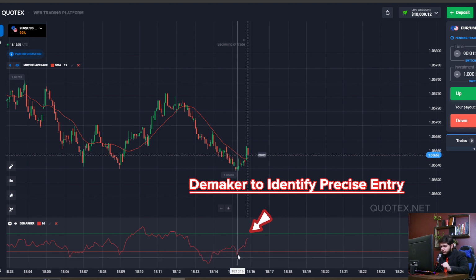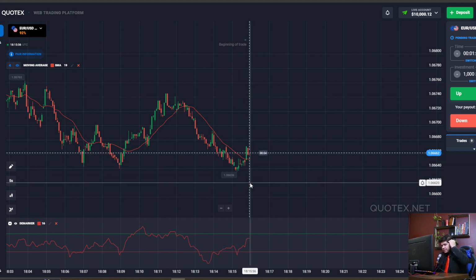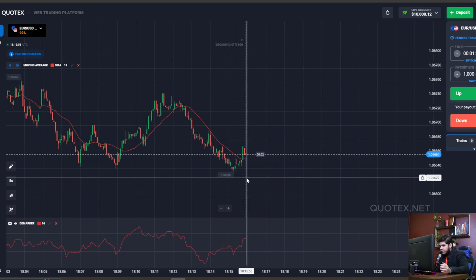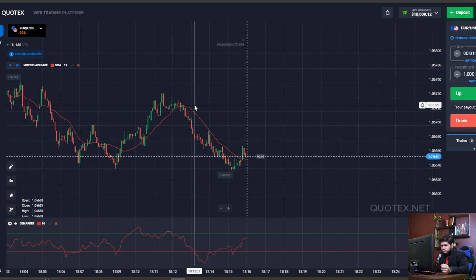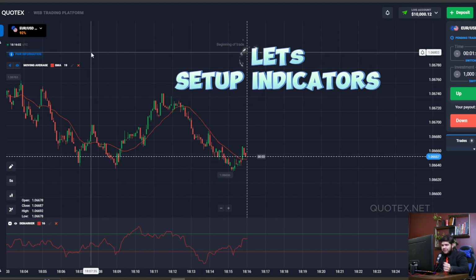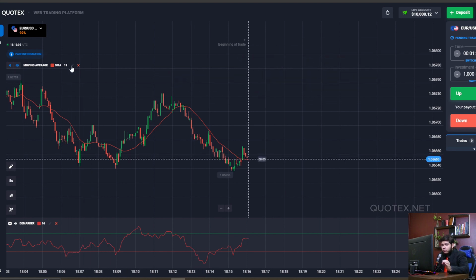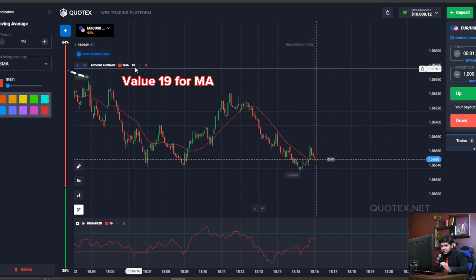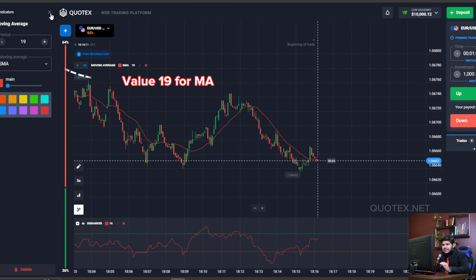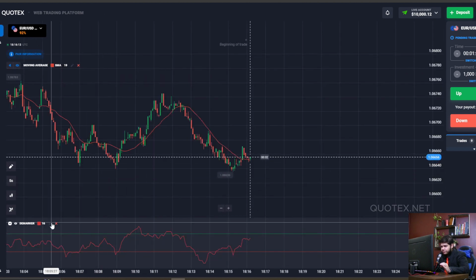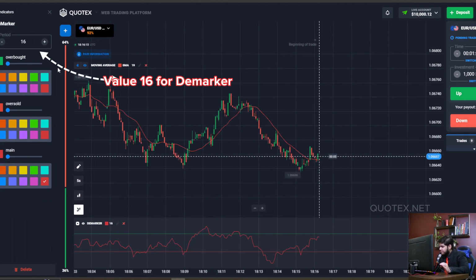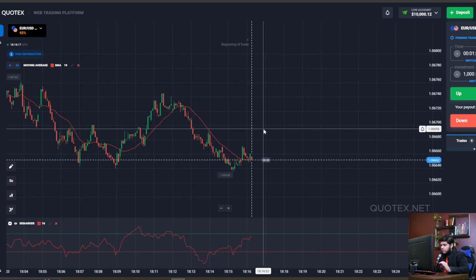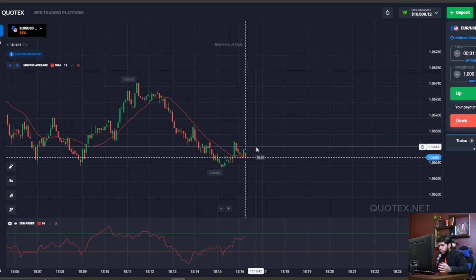So now let me tell you more about these indicators. First let's set up these indicators basically. So the period for the moving average will be 19, and for the DeMarker it will be 16 right here. So now let me explain to you guys the usage of these two indicators.